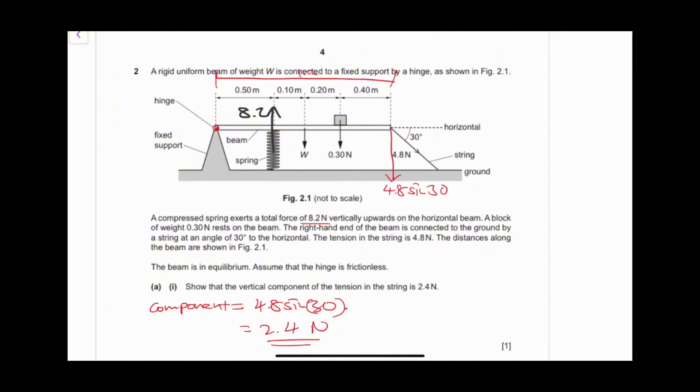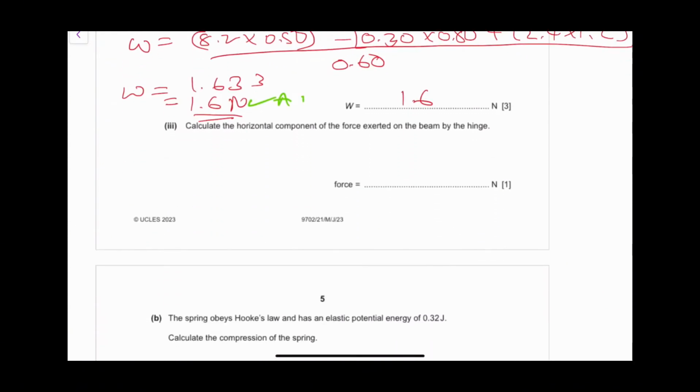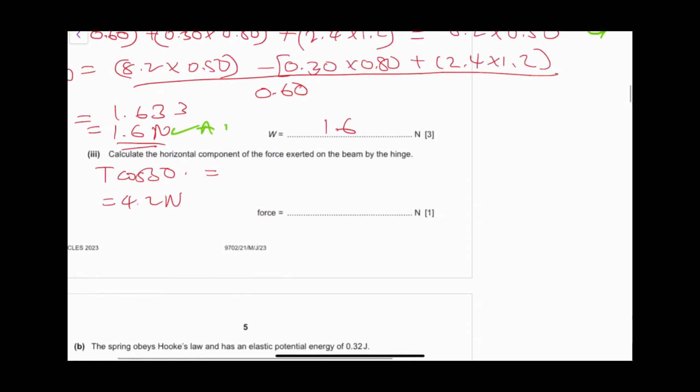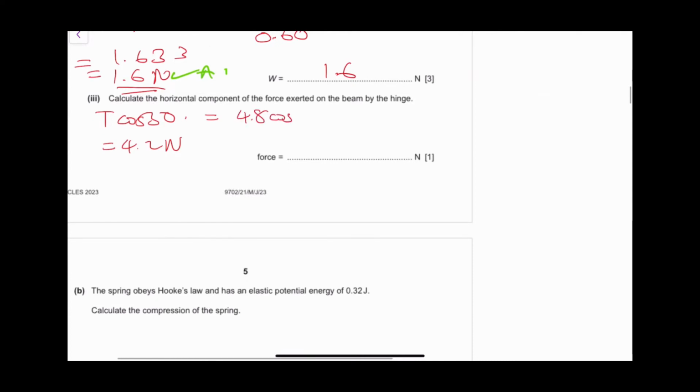So if we look at our beam, this string, as you might see, has a horizontal component in that direction, which is T cos 30. But there's nothing counteracting that force, meaning that this beam has to exert a horizontal force that counteracts the force of T cos 30. So the horizontal component of the force exerted on the beam by the hinge will be equivalent to T cos 30, which is 4.8 cos 30, so our answer is 4.2 newtons.